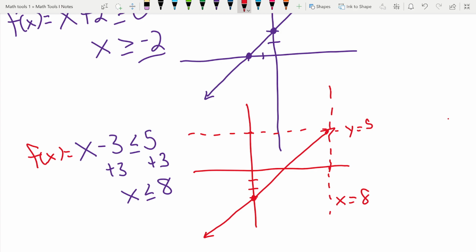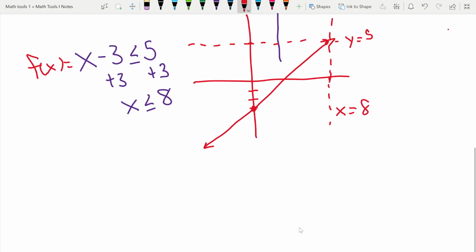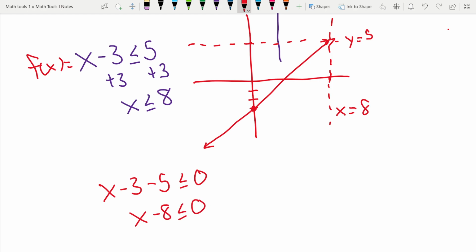And a lot of times we like to think of this by moving everything towards 0. Visually, and this will come into play a lot in the nonlinear inequalities, we'll look at x minus 3 minus 5 is less than or equal to 0. So we'll bring the 5 to the other side, and we'll look at when x minus 8 is less than or equal to 0. So this is going to be when x is less than or equal to 8.